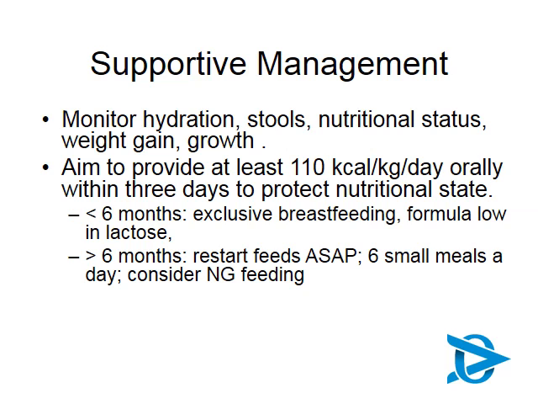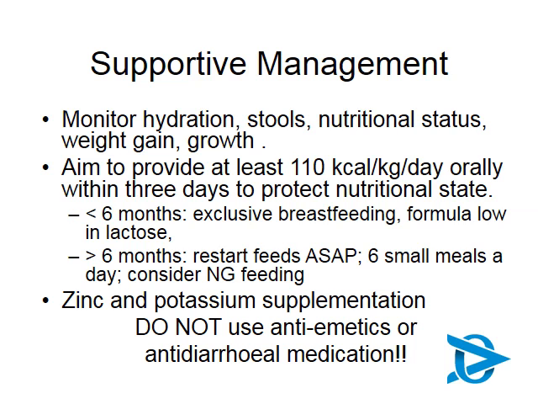If the child is less than 6 months, it means we're going to continue with exclusive breastfeeding. And if you're using a formula, to use one that's low in lactose. And if the child's more than 6 months old, we want to start them with feeds as quickly as possible, small meals regularly, and if necessary, nasogastric feeding. Zinc and potassium supplementation is still very important, but do not use antiemetics or antidiarrheal medication, especially in a child where you do not have a diagnosis.